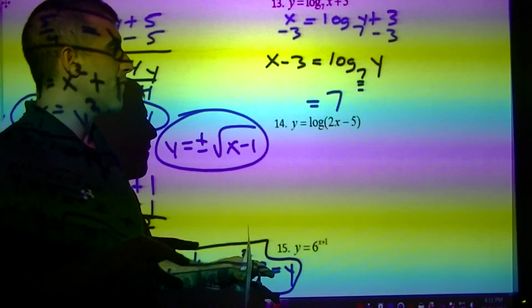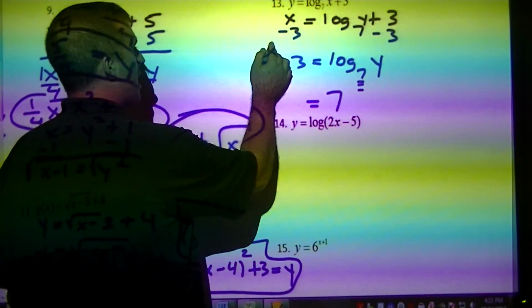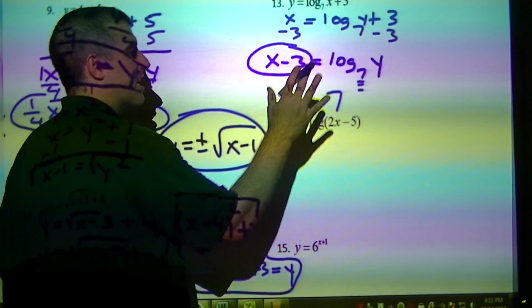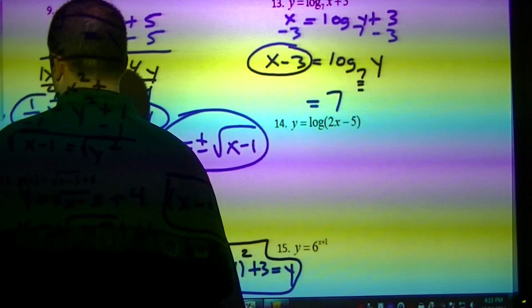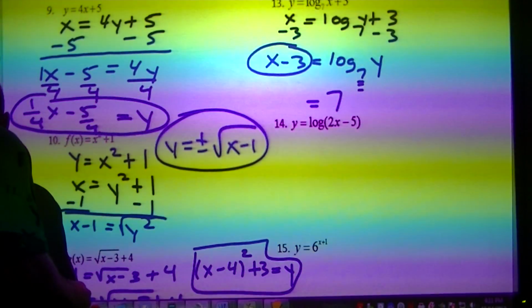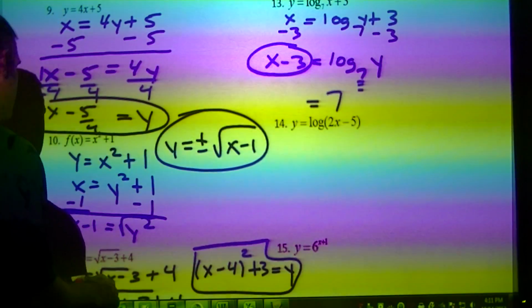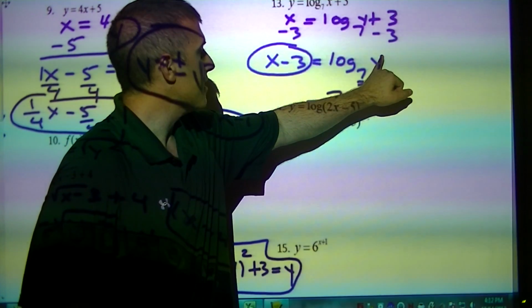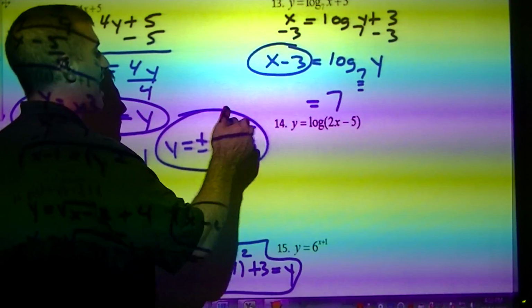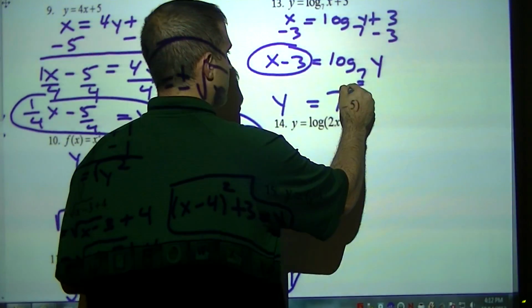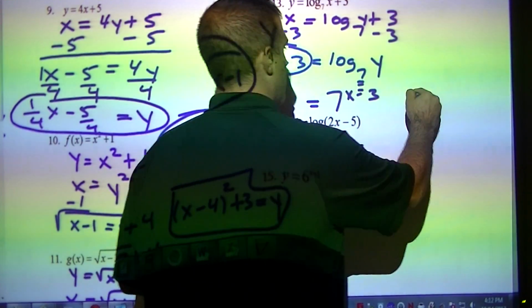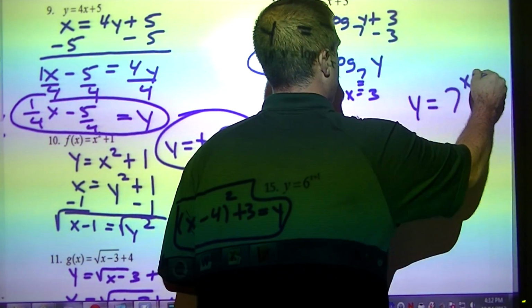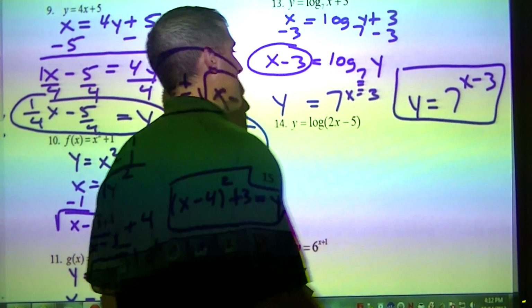Now, a good rule of thumb for converting is whatever it equaled when it was a log cannot equal it anymore. So there's only two parts left. I have a y, and x minus 3. So this has to equal y, and the x minus 3 is going to be the exponent. So you have y equals 7 to the x minus 3 as your answer.